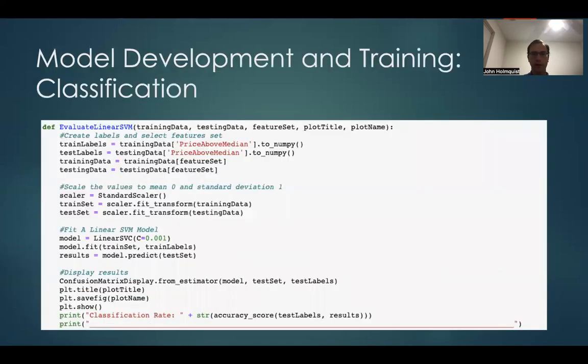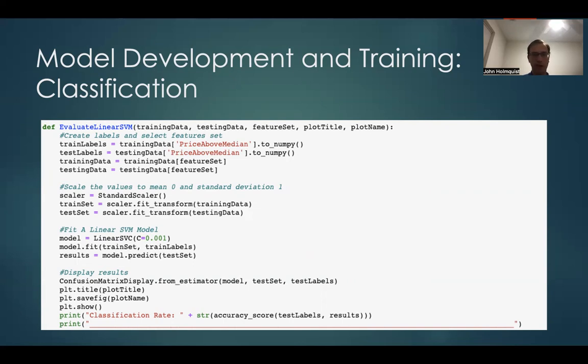So the first type of model I'm going to develop are classification models. And the way I set this up is where a function will fit and then evaluate the model. And that way I can call that same function over and over again with different feature sets. So in the first step, I just set up the training labels and the testing labels. And then I select a subset of the data based on certain features that I pre-selected and passed to the function.